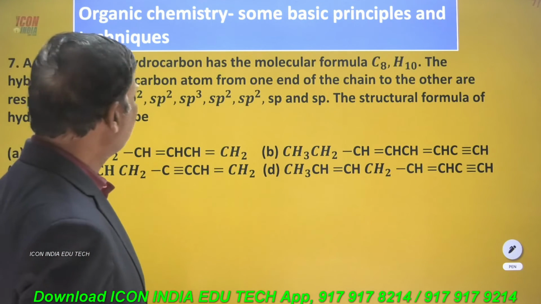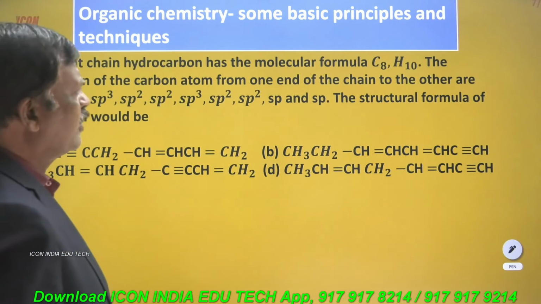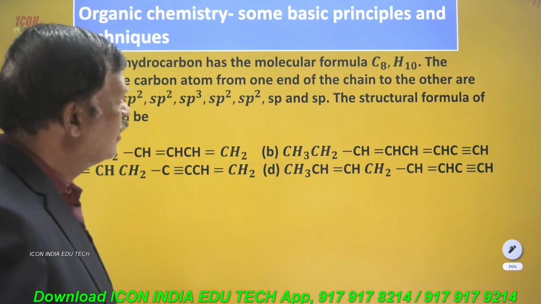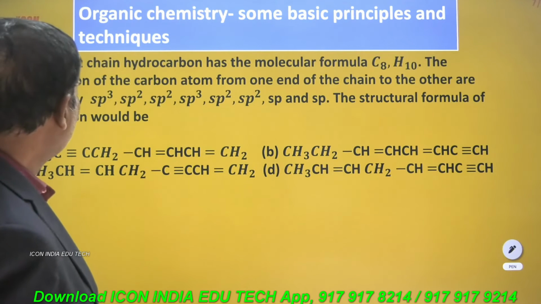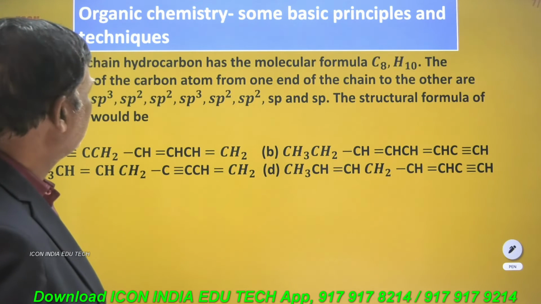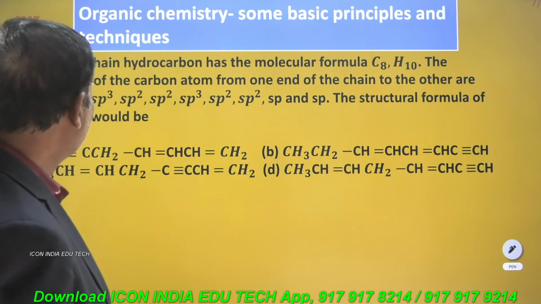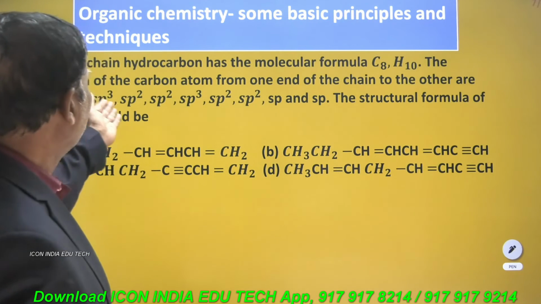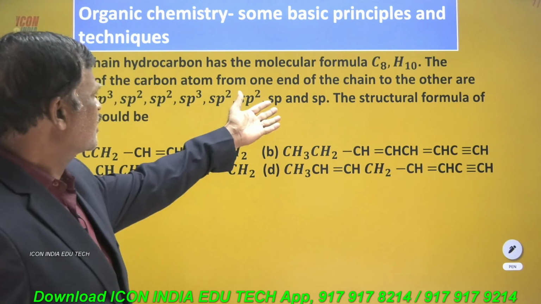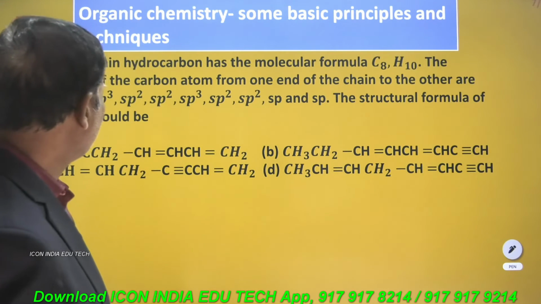Now see the next one. A straight chain hydrocarbon has the molecular formula C8H10. The hybridization of the carbon atoms from one end of the chain to the other end is, respectively, sp3, sp2, sp2. They gave the hybridization for all 8 atoms. Which is the structural formula of the hydrocarbon?